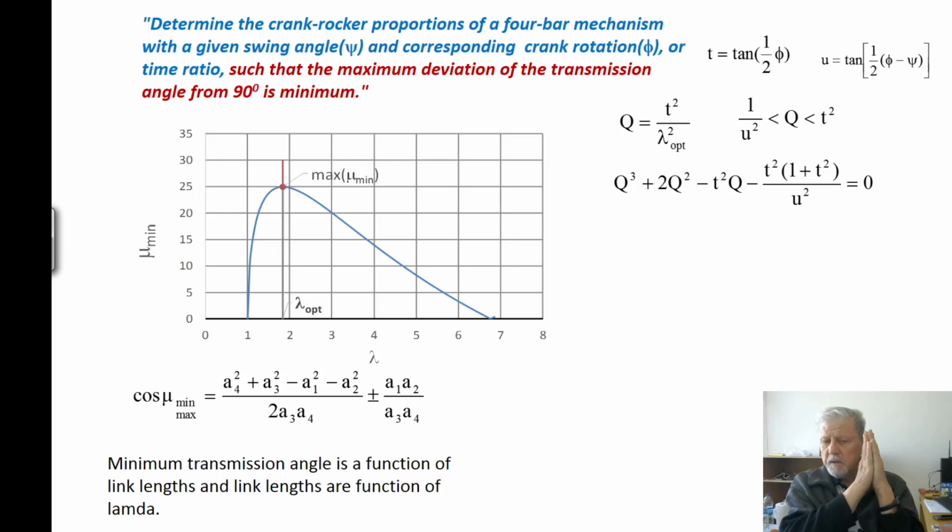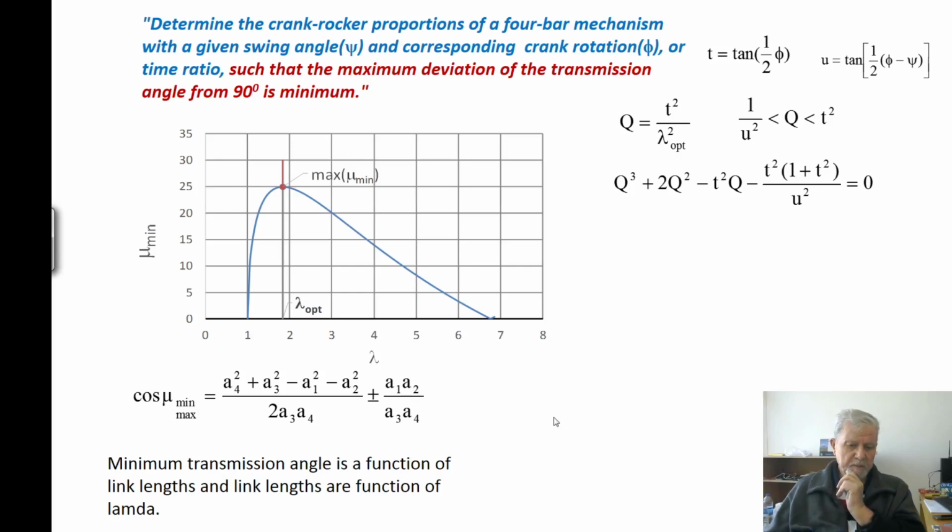After determining the link lengths, now we have the second part of the problem, optimization: finding a mechanism that satisfies the given swing angle and corresponding crank rotation, and the transmission angle is best.